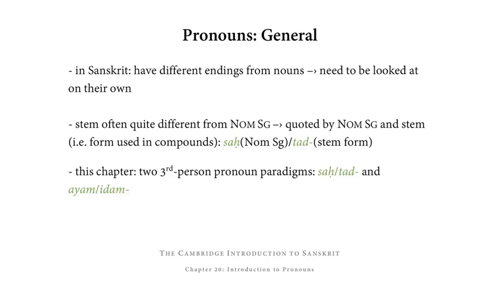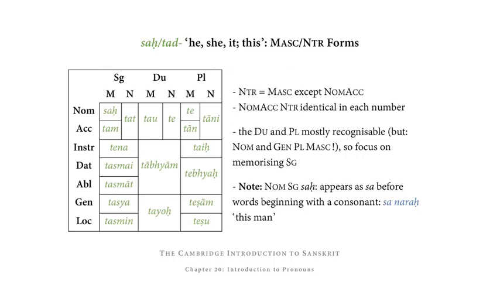So, for example, the first pronoun that we're going to look at is sa, tad, where sa is the nominative singular masculine form and tad is the stem form. This chapter is going to introduce two third-person pronouns, namely sa, tad and ayam, idam. So let's begin with sa, tad. This is a pronoun that means either he, she, it, or this. And we will come back to in what circumstances it has which meaning in just a minute. But first of all, let's look at the forms.